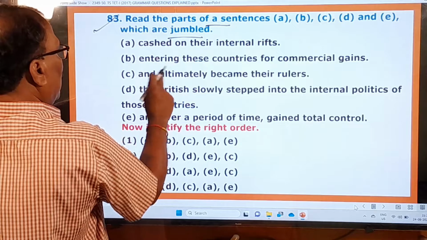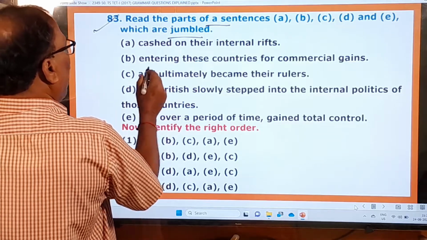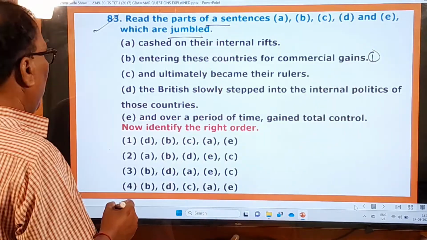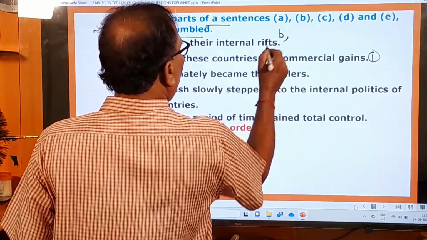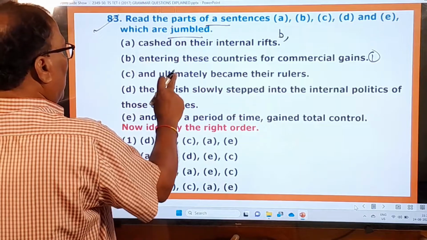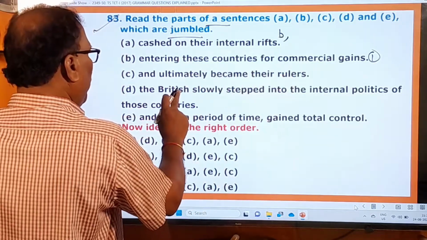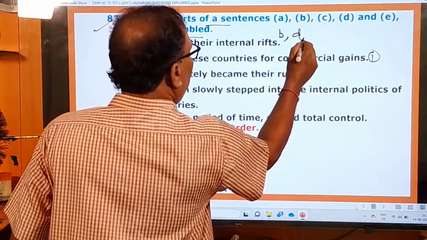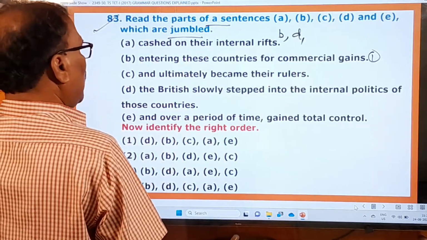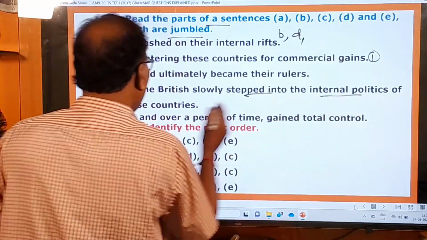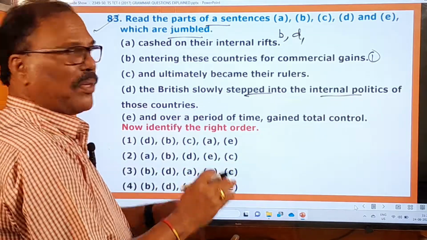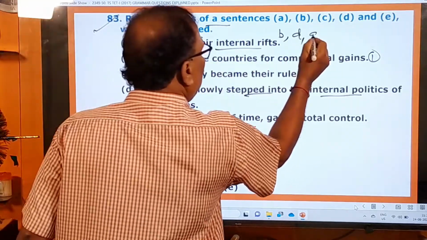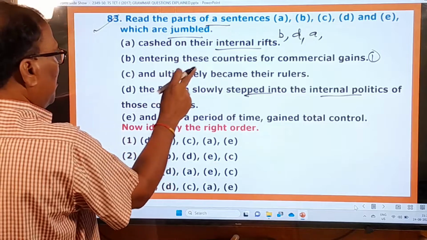Entering these countries for commercial gains, this is the first one. So first, let me write B, and then comes entering these countries for commercial gains. The British slowly stepped into the internal politics of those countries. This D is the right one. Stepped into the internal politics of those countries, and then cashed on their internal rifts, internal clashes. So A must be right there. Then what is the BDA?